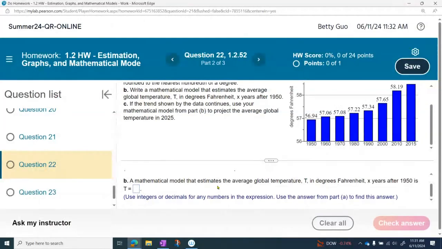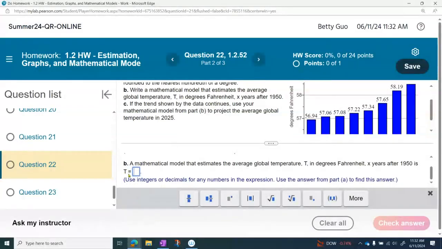A mathematical model that estimates. As you can see, it's not exactly a linear straight line, so this is just an estimation. In degrees Fahrenheit, x years after 1950 is. Be aware you already have T equals outside the box, so you do not enter that again. You already have T equals, the function equals. So we're going to enter 0.02x plus the initial temperature, 56.94. See that?